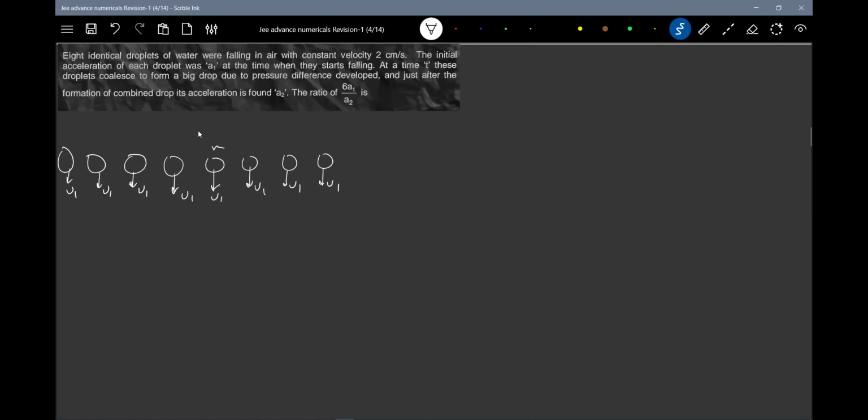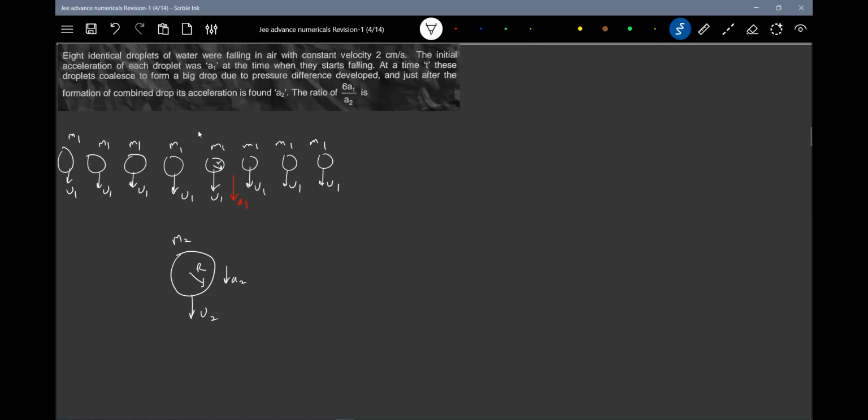The mass of each, let it be M1, and let the radius be r. Then they will combine to form a bigger drop. The mass of this be M2 and the radius let it be capital R. It will fall with a velocity U2 and have acceleration A2. All these are having acceleration A1. I think this was the question that is asked.